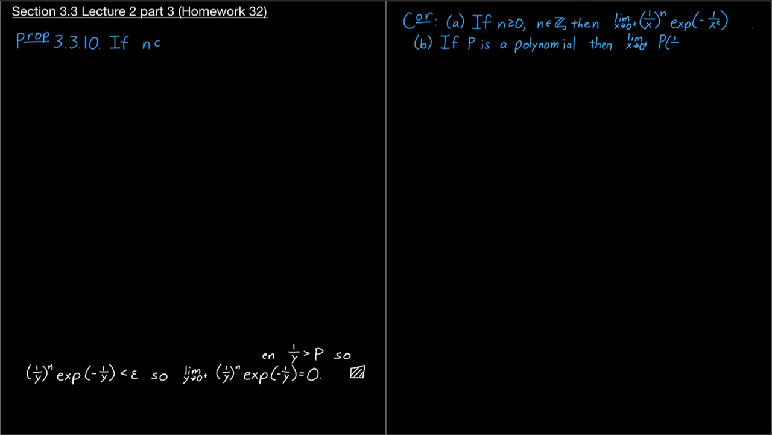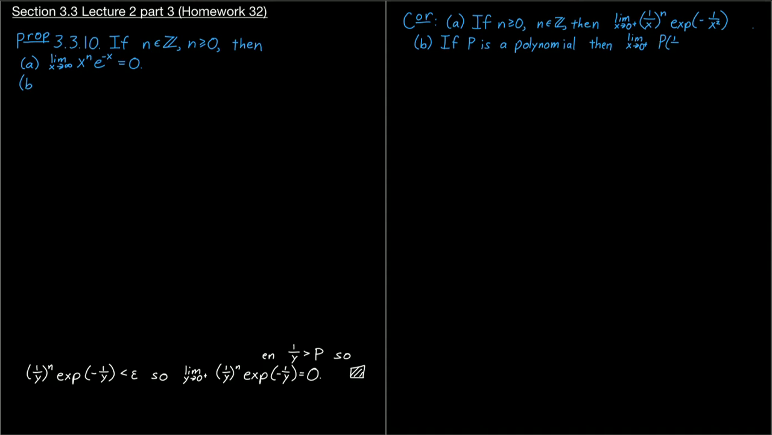If n is an integer, a non-negative integer, so either a natural number or 0, then here is the first part. The first part is that the limit as x goes to infinity of x to the n times e to the minus x, that limit is 0. So even though x to the n is going to infinity, e to the minus x is going to 0 fast enough that the whole thing goes to 0.